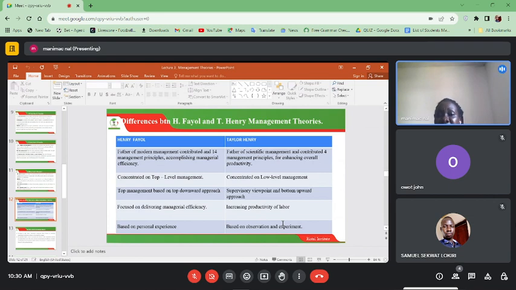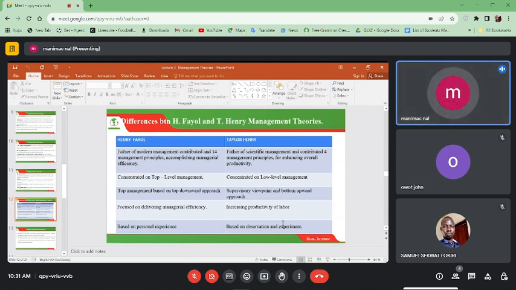Further still, in his theory, Henry Fayol based management on the top-down approach. However, from Taylor's supervisory point of view, it has to also be focused on the bottom-up approach. So Fayol focuses on delivering managerial efficiency, as well as Taylor's theory focuses on increasing productivity of labor. Fayol focuses on personal experience, as well as Taylor is based on observation and experiment.